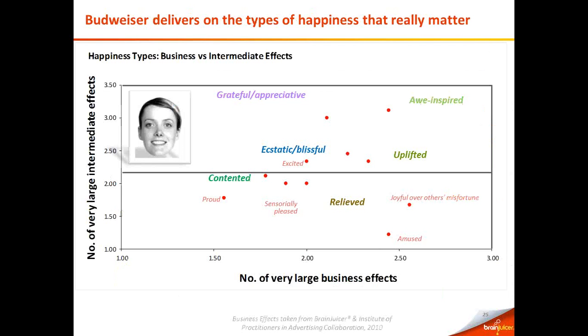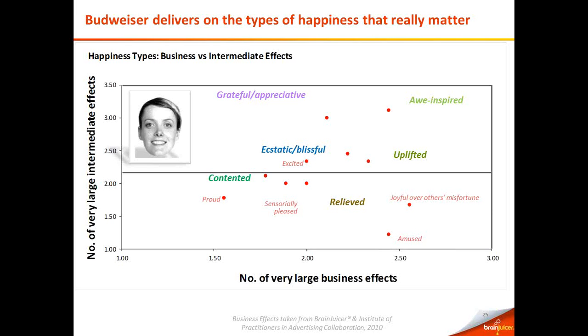And what we're looking at here is the different types of happiness that people felt in response to Budweiser. Through our work with the IPA database, we've been able to identify the emotions that are most strongly related to very large business effects. So again, share increase, sales gain, or price elasticity, as well as more intermediate effects, so softer intangibles like brand awareness, an increase on brand attributes.